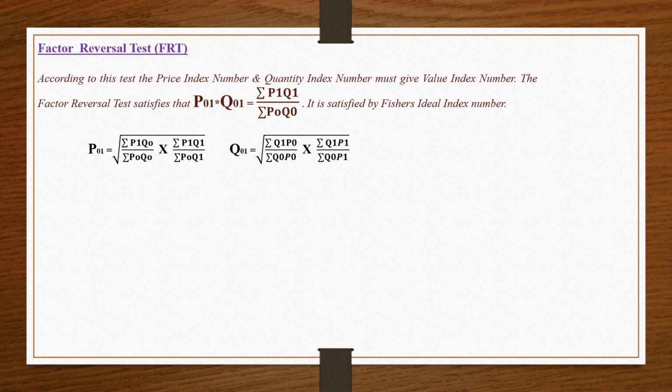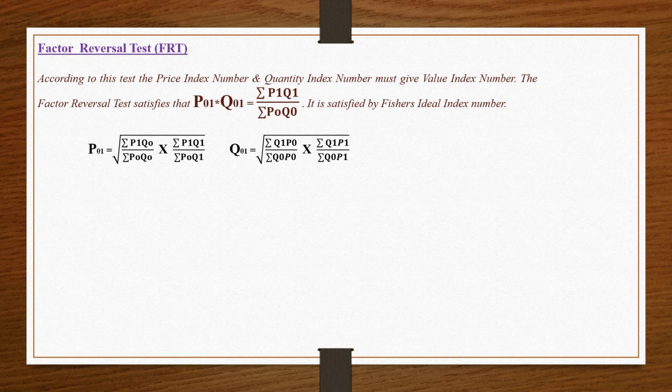So you just observe keenly, where P is, Q comes, and where Q is, P comes, look. Q01 is equal to square root of summation of Q1 P0. So there, what was P01? Summation of P1 Q0. Here it becomes summation of Q1 P0, divided by summation of Q0 P0.